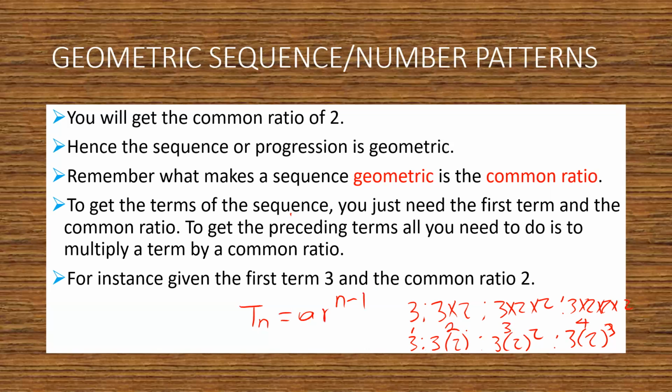Look at the second term. The exponent of 2 in the second term is just 1, and to get that 1, it was simply 2 minus 1, which is the term number minus 1. To get the 2 in the third term, it was simply 3 minus 1. And to get the 3 here, it'll simply be 4 minus 1, the fourth term minus 1. Do you get it? That's how they derived this general term formula.